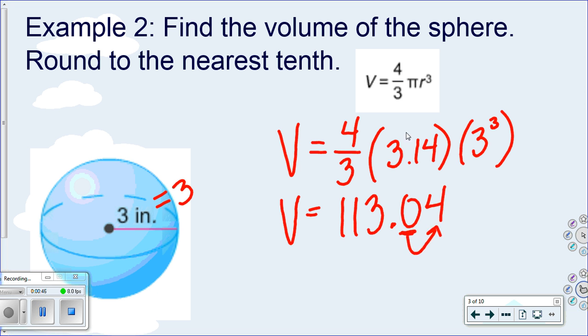So my final answer is what? What's my final answer? Round to the nearest tenth. Final answer. Nope. 113.0 or just 113.